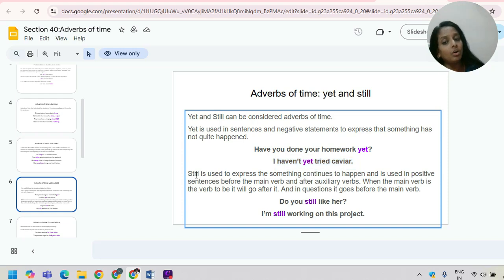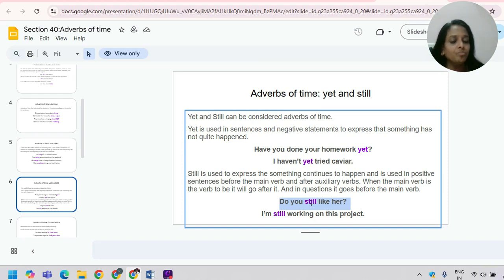And on the other side, the word still is used to express something that continues to happen, and we use still to express something in a positive way, in positive sentences before the main verb and after auxiliary verbs. Remember, still is used before the main verb and after auxiliary verbs. Do you still like her?